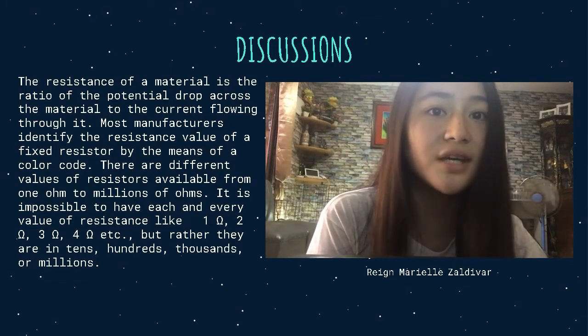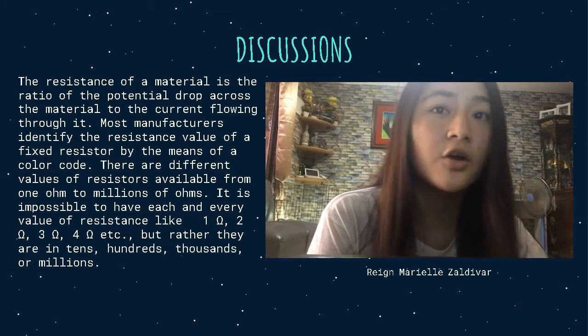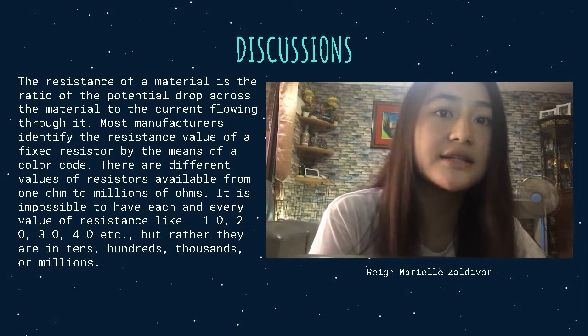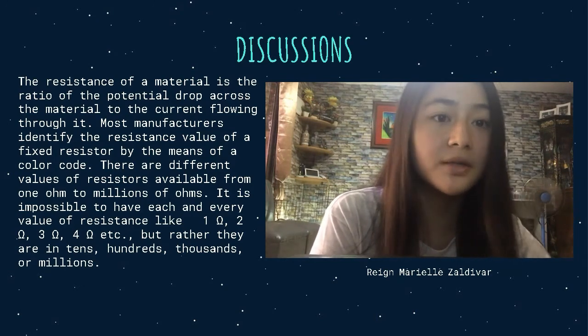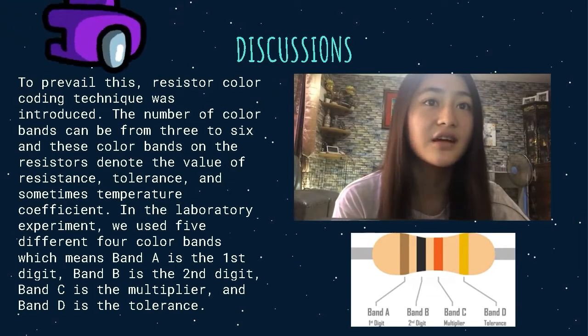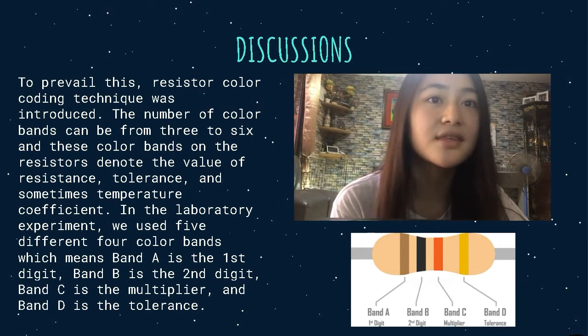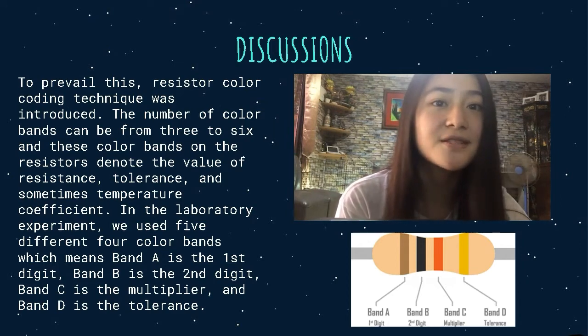It is impossible to have each and every value of resistance like 1 ohm, 2 ohms, 3 ohms, 4 ohms, and so on. But rather, they are in tens, hundreds, thousands, or 1 million. To address this, the resistor color coding technique was introduced. The number of color bands can be from 3 to 6, and these color bands on the resistors denote the value of resistance, tolerance, and sometimes temperature coefficient.